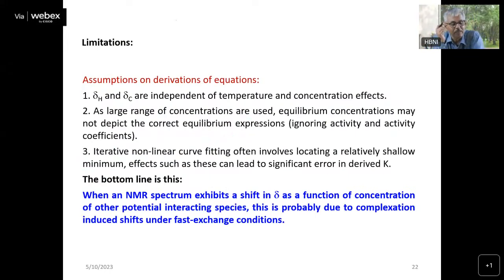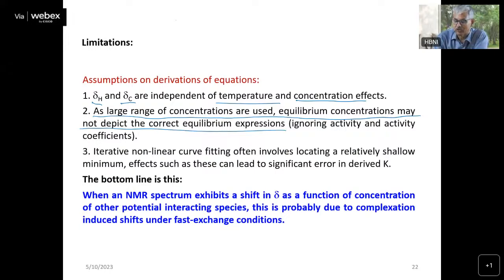The other limitation of this method is, see, what are the assumptions we have made during deriving these equations. One thing is that delta H and delta C are independent of temperature. It is not like that, okay, and the concentration effect. So those things are not being considered even in deriving all these equations I have said. Okay, so if there is a significant difference in the effect of temperature and concentration, then you may get a wrong result.